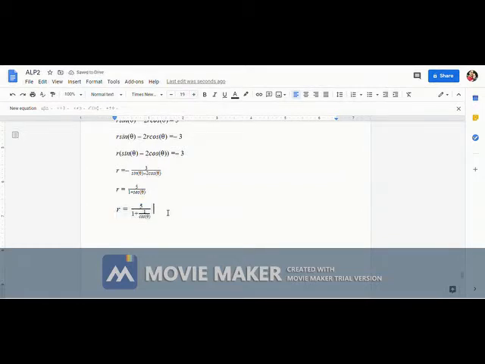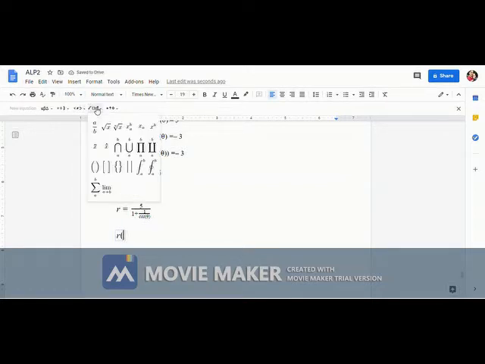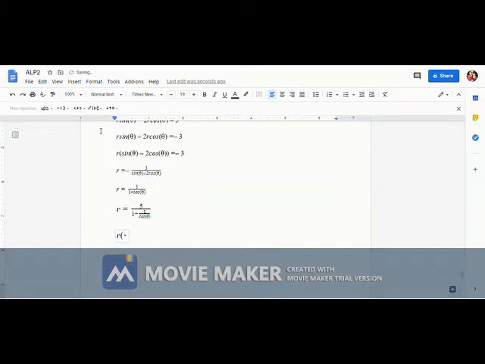And next thing I'm going to do is take the denominator of this one and multiply both sides of the equation by the value of that denominator. So we got r times 1 plus 1 over cosine theta equals 5.